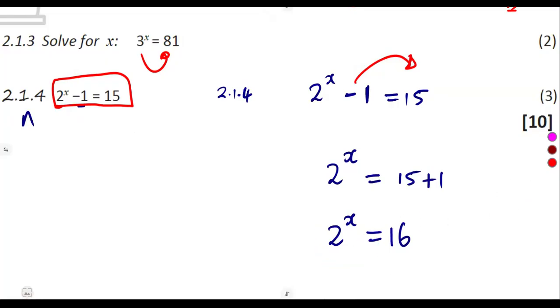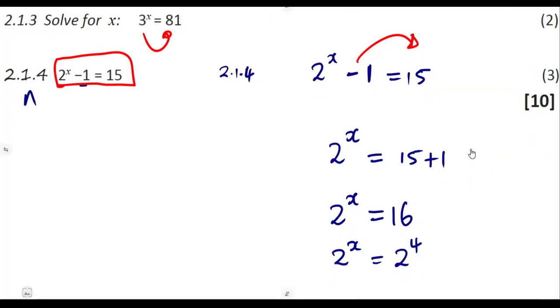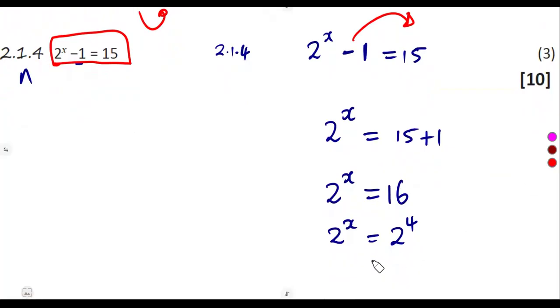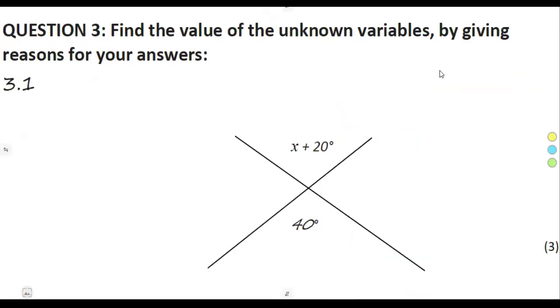So write in the same base. 2 is already in simplest form. So simplify 16 in the base of 2. That's 2 to the exponent of 4. Or you can use your calculator just like the previous case. So therefore, x is 4. Since the bases are the same, the exponents automatically will be the same. So therefore, x is 4. Just like that. So it means you need more revisions, more questions. Just try to figure out.